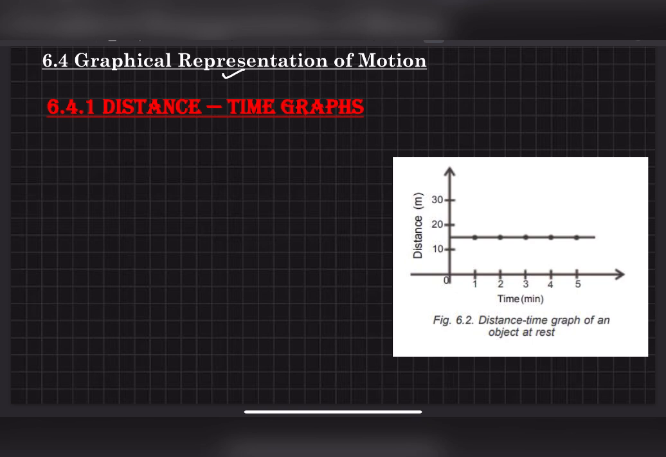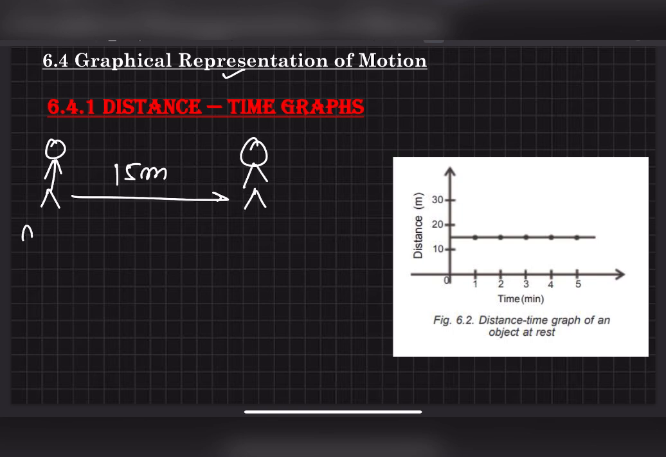Let's say you walk. You are here, you walk a distance of 15 meter. After that you reach here at 9 a.m. you were here, and at 9:15 you reach here. After 9:15 you don't move, you are here till 9:30, till 3 o'clock you are here.